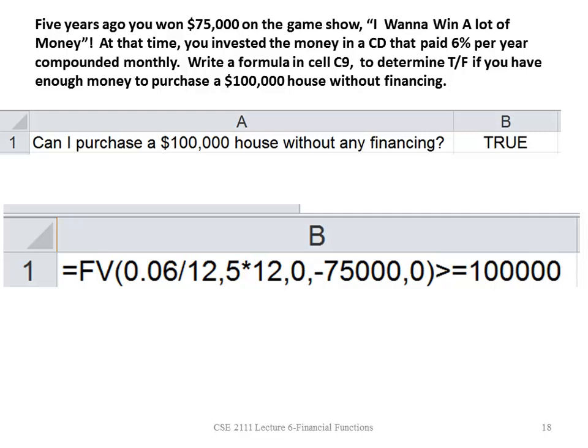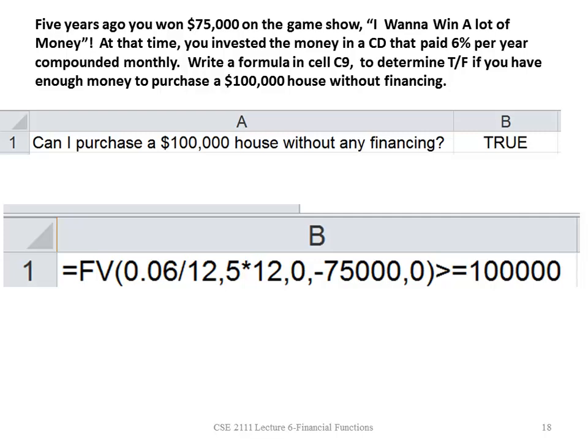5 years ago, you won $75,000 on the game show, I Want to Win a Lot of Money. At that time, you invested the money in a CD that paid 6% per year, compounded monthly. Write a formula in cell C9 to determine true or false if you have enough to purchase a $100,000 house without financing. Okay, so now we need to go back 5 years in time and see what we'd have now. So we have to use the future value function.